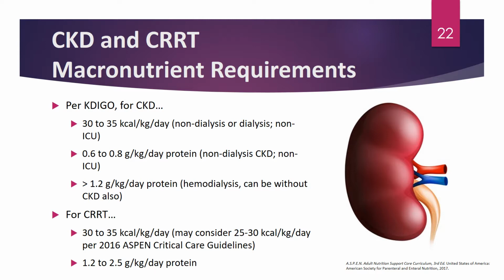For patients who are on CRRT, they may receive anywhere between 1.2 and 2.5 grams per kilo per day of protein. Remember, CRRT is a type of dialysis, so it will pull off protein just as hemodialysis does. Because CRRT is basically 24/7 dialysis until it is stopped, obviously CRRT has a greater propensity to pull off more protein.